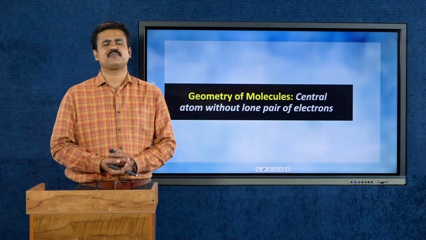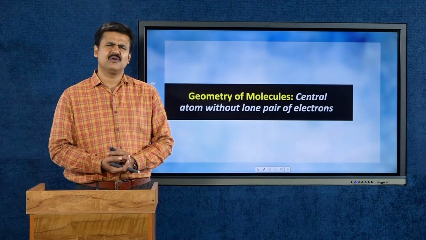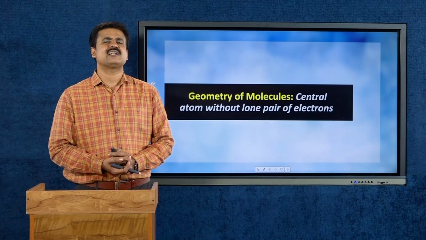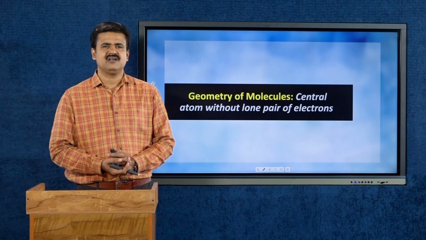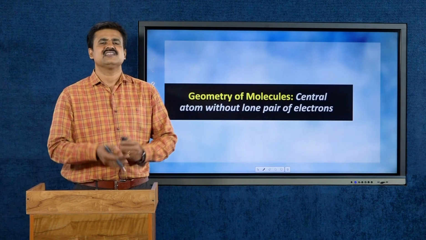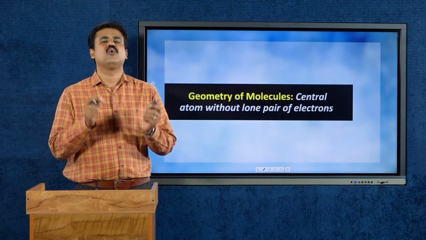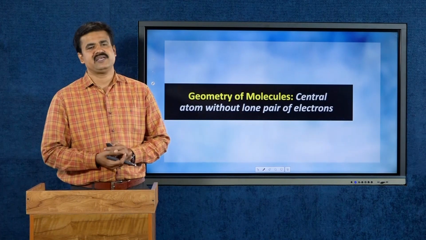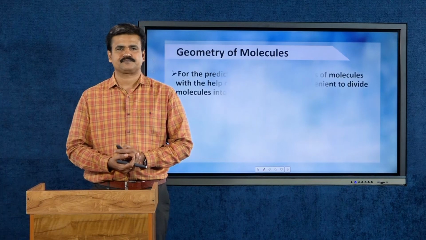Now, we are discussing the geometry of molecules. It is possible to predict the geometry of the molecules based on electron pairs, lone pair or bond pair, present around the central atom of a molecule or ion. First of all, we are discussing the geometry of molecules where the central atom is without lone pair of electrons, that is, the central atom having bond pairs only, or all the electron pairs are bond pairs. We can discuss the geometry of such molecules.